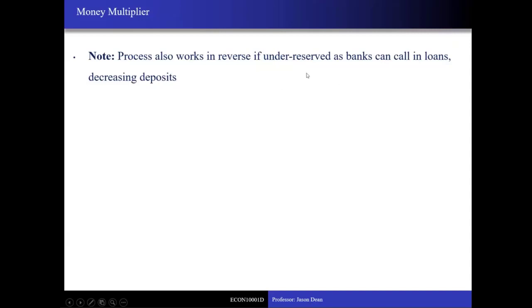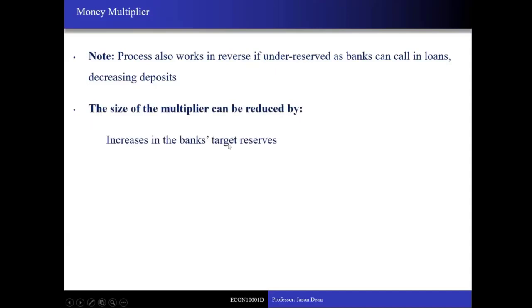And so this whole process just works in reverse. If they're under reserved, then instead of making loans, they call in loans, and they're going to need to call in a lot more loans to be able to get back to that being equal, their target versus their actual. And so clearly the size of the multiplier is related to the bank's target reserves. So the higher the desired reserves or target reserves, the lower the multiplier, right? Because they're holding on to a lot more money whenever they get a deposit than if they were to decrease their target reserve. So if the target reserve was 100%, then there wouldn't be a multiplier.